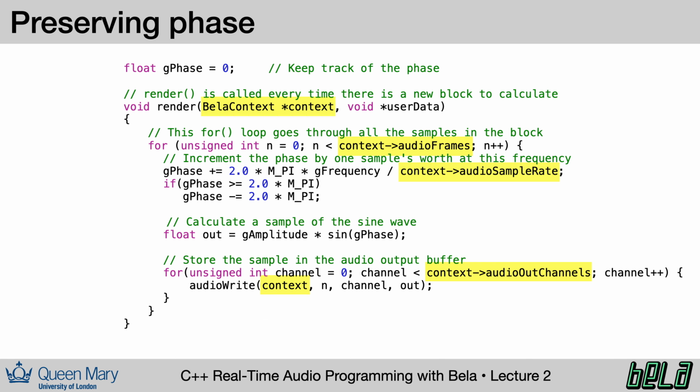So then, if we look back to our code example, we can see that context->audioFrames in the default settings would return a value of 16, leading that for loop to be run 16 times within render. context->audioSampleRate would have a default value of 44,100, and this would be used to calculate the amount of phase increment needed to make the sine wave sound at the right frequency. context->audioOutChannels would have a value of 2 because Bela has stereo audio output.